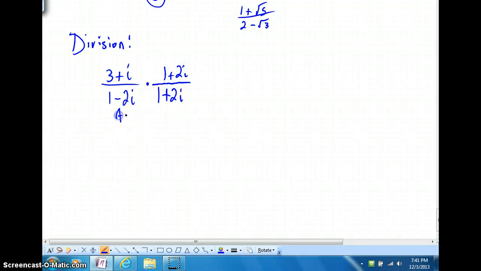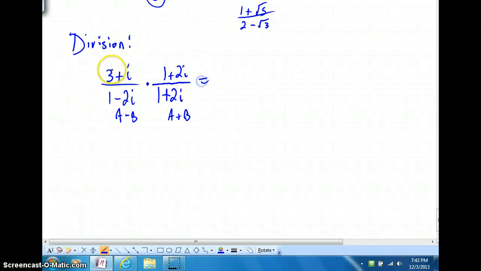Well, we just saw a moment ago that the conjugate is going to allow us to get a difference of squares. That is how we can multiply two complex numbers together and get a real number. The i's are going to drop out.